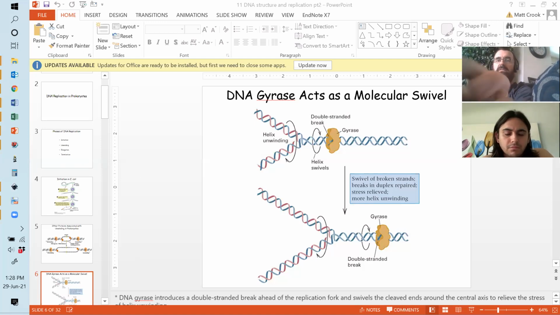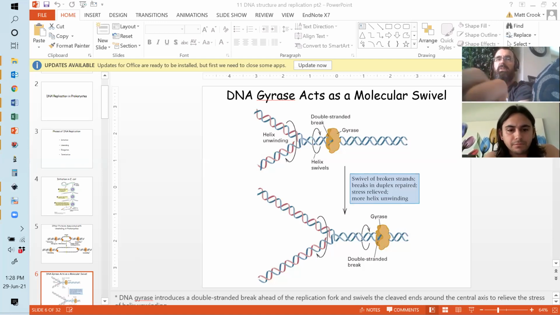So DNA gyrase equals topoisomerase. Basically, it cuts the DNA ahead of the replication fork to release the supercoiling induced by the helicase separating the two strands.